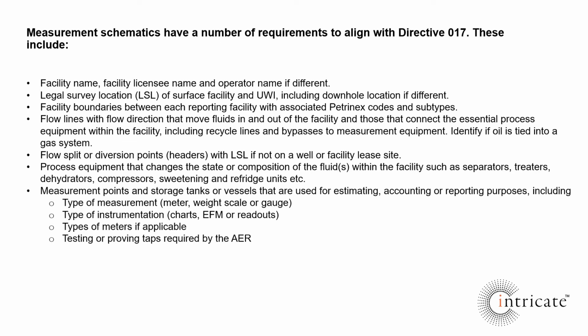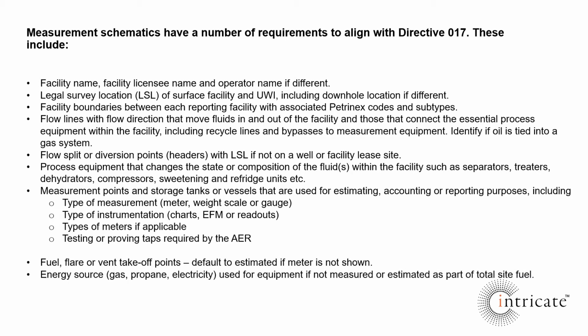Measurement points in storage tanks or vessels that are used for estimating, accounting, or reporting purposes, including type of measurement, meter, weight scale, or gauge, type of instrumentation, charts, EFM, or readouts, type of meters if applicable, testing or proving taps required by AER, fuel, flare, or vent takeoff points, default to estimated if meter is not shown, energy source, gas, propane, electricity used for equipment if not measured or estimated as part of the total site fuel, permanent flare points, and freshwater sources such as lakes or rivers.